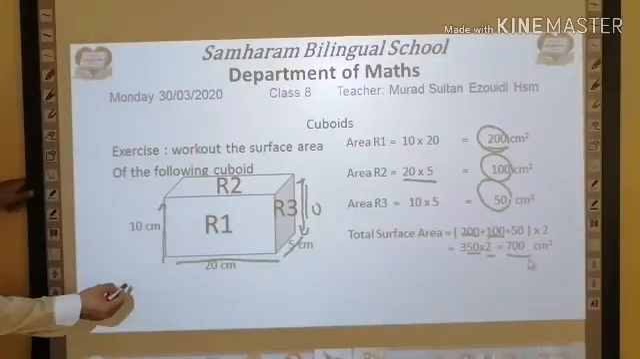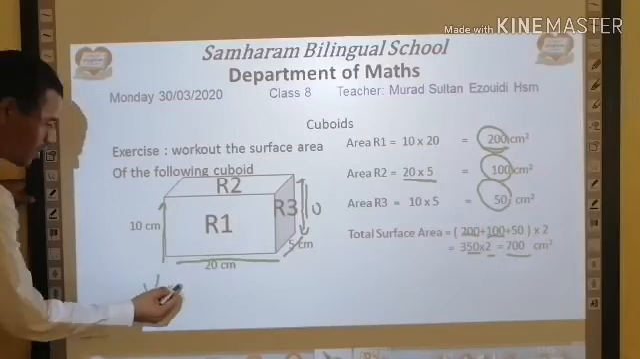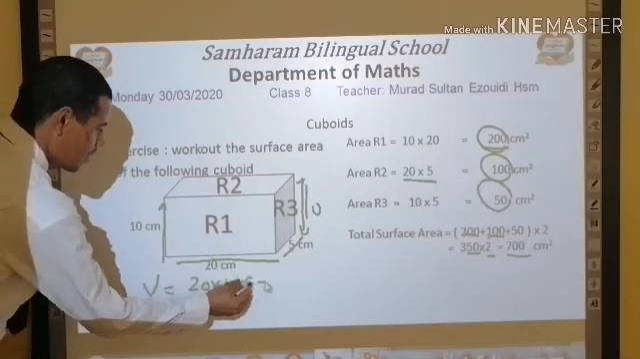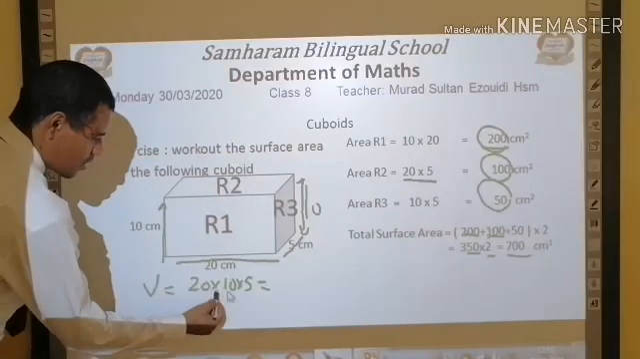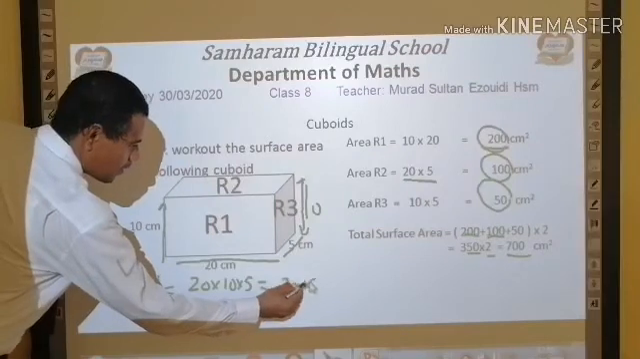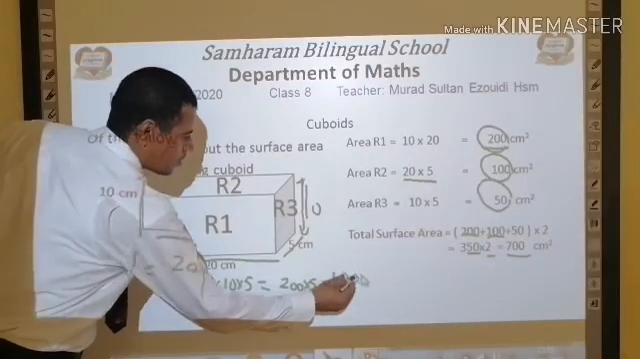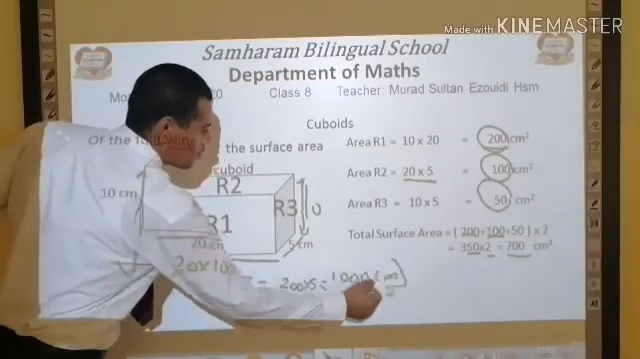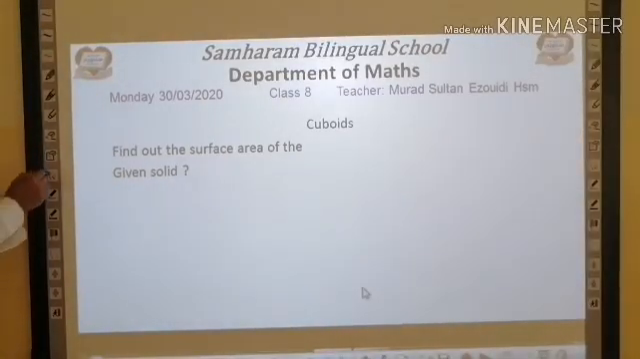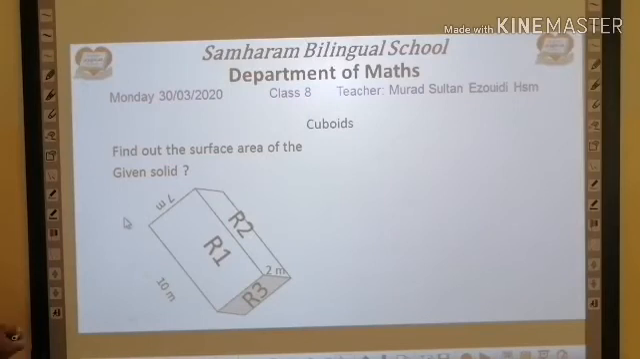And the volume, of course, is what? V is 20 multiplied by 10 multiplied by 5. This is 20 by 10, 200, by 5 gives 1000 centimeter cube. Okay? The next. Well, here we have another example.